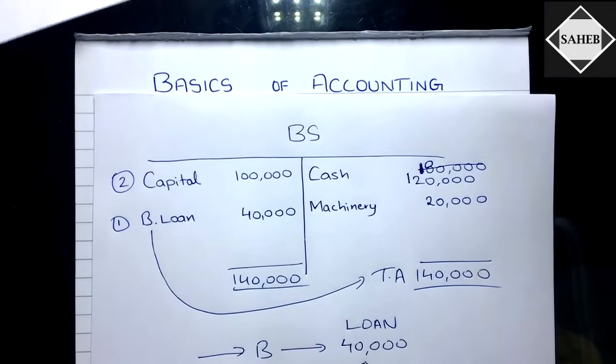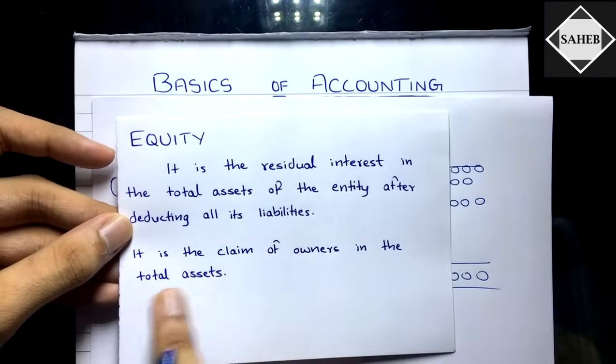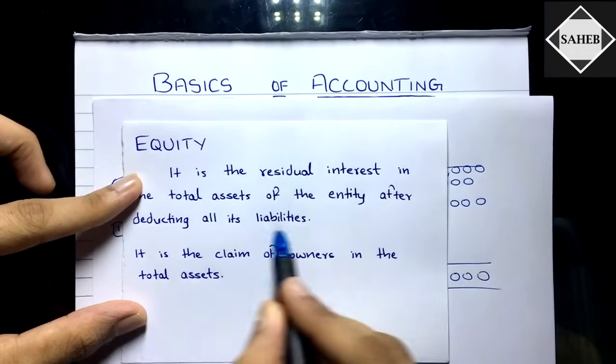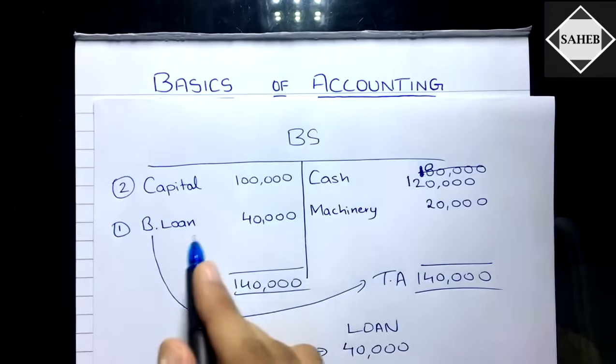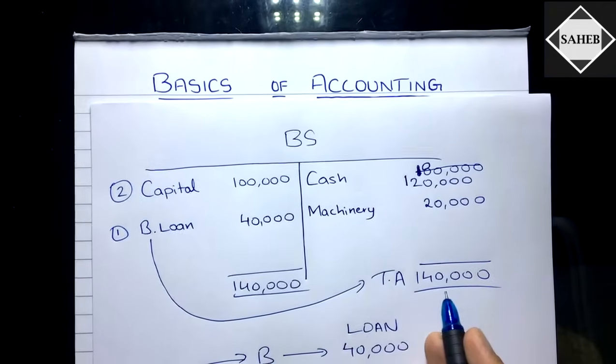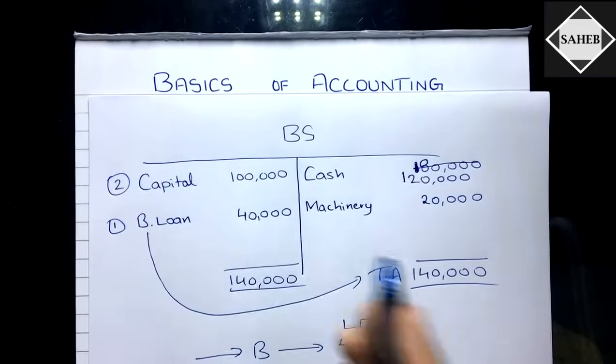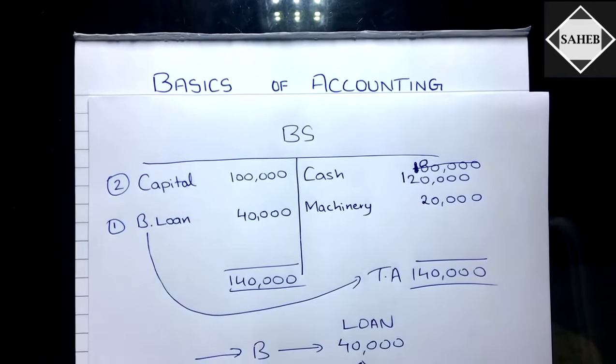So what is capital? It is the claim of owners in the total assets after deducting all its liabilities. After deducting the liability, whatever is left, whatever residual interest is there, that's yours. That's the owner's capital. Is that clear? So that is what it practically means.